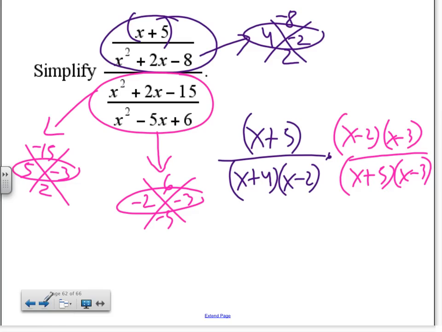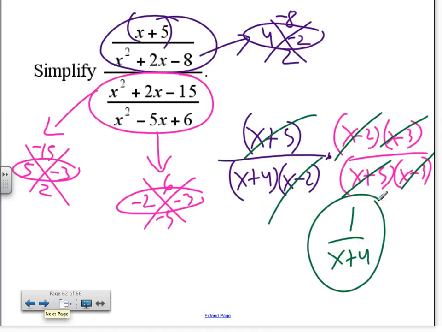What can we cancel out? X minus 3. X minus 3 is gone. X minus 2. X minus 2 is gone. X plus 5 is gone. What's left over? 1 over x plus 4. That's it. I told you I got the answer.